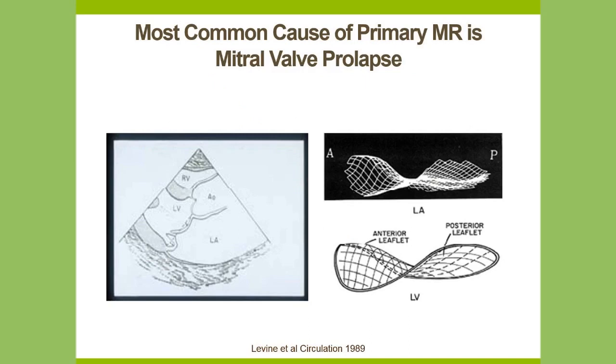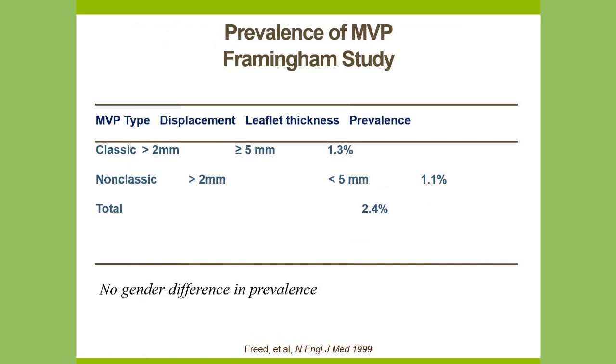Now, in primary MR and mitral valve prolapse, we know that the annulus is saddle-shaped, and you cannot call prolapse unless the leaflets come at least 2 millimeters above the annulus. And remember, I showed you earlier a pseudo-prolapse where it doesn't come at all above the annulus. So remember this paper. It's important, and it helps you diagnose prolapse. We also know that classic prolapse has thick leaflets. It comes 2 millimeters above. Leaflets are more than 5 millimeters.